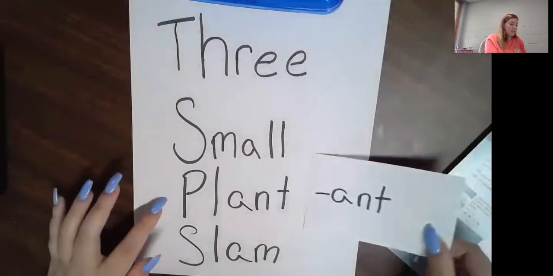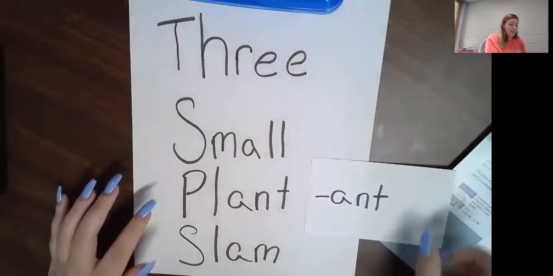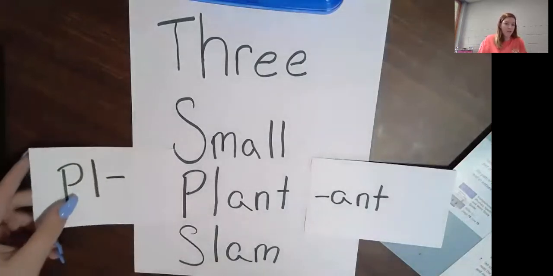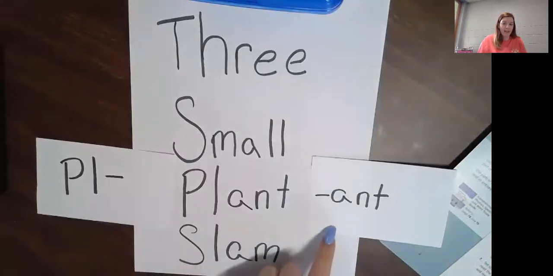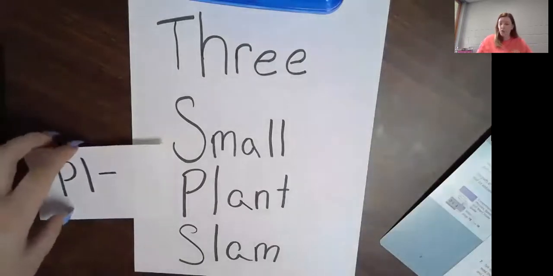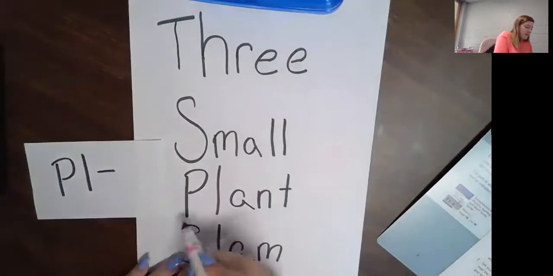All right, hopefully you said plant. Plant ends in A-N-T. So that would be the rhyme. So now I'm going to think, what does the word plant start with? I can see that it starts with P-L and ends in A-N-T. So if I put those together, I get plant.